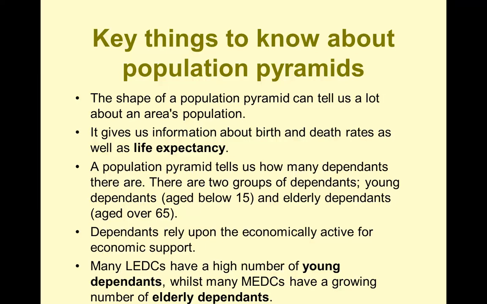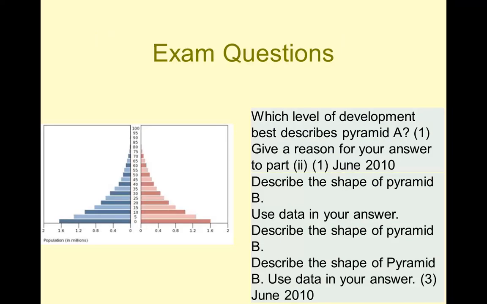The language I've just used there is important. Examiners like to see dependent and economically active. It enables you to show what they're thinking. Then the key thing: many LICs or LEDCs have a high number of young dependents, whereas many MEDCs have a high number of elderly dependents.